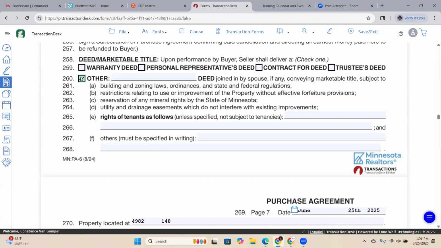Like a quitclaim. It could be restrictions relating to improvements, mining rights, drainage, utilities. I don't even know if I've ever seen that box marked. Rights of tenants is followed for any type of tenancy, and it could be more for a joint ownership of like siblings or friends, because if everyone has an investment in it, they're going to want their name on the title.